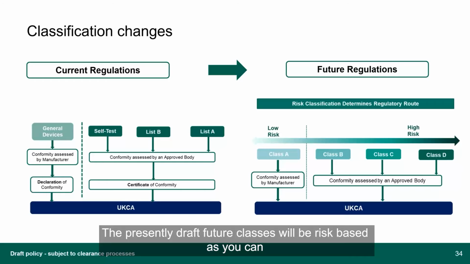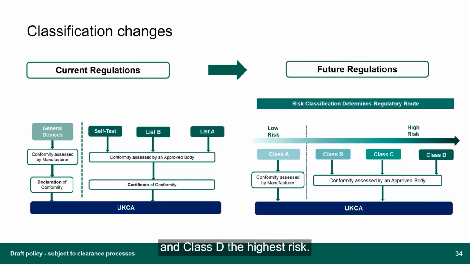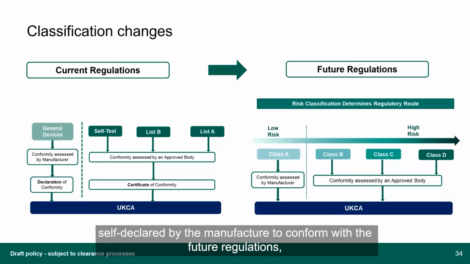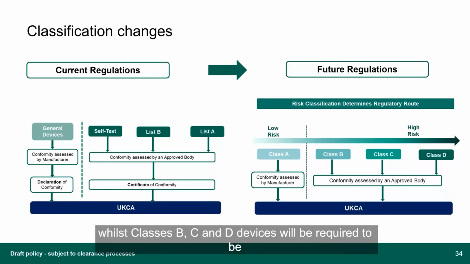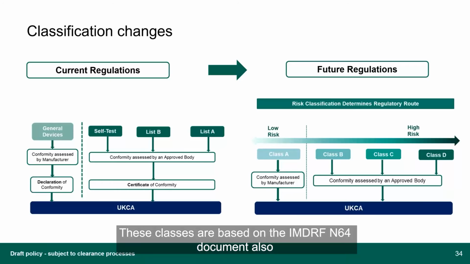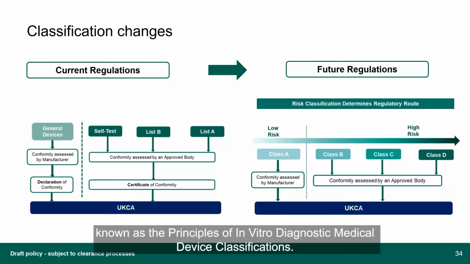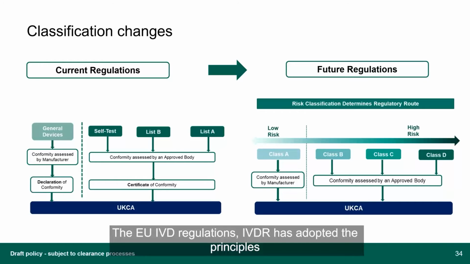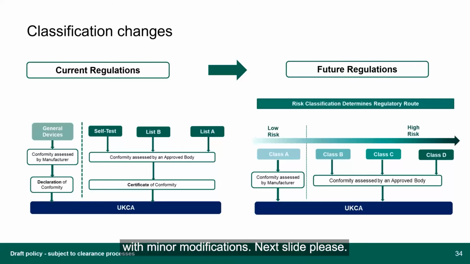The presently drafted future classes will be risk-based, as you can see on the right side, with Class A devices being the lowest risk and Class D the highest risk. The Class A devices will continue to be self-declared by the manufacturer to conform with the future regulations, whilst Classes B, C, and D devices will be required to be conformity assessed by an approved body. These classes are based on the IMDRF N64 document, also known as the Principles of In Vitro Diagnostics Medical Device Classification. The EU IVD regulations, IVDR, has adopted the principles with minor modifications.